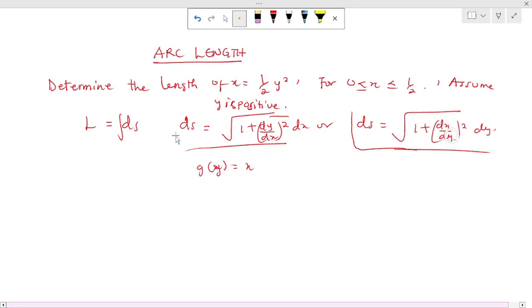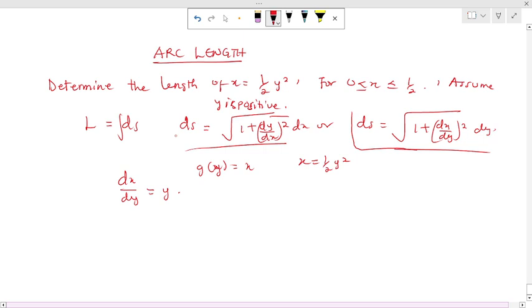Here we need dx over dy, right? So straight away, my dx over dy is equal to this. If you have a function x is equal to 1 over 2 y squared and you want to find dx over dy, what are you getting? You're going to get y. Is that not it? We just get simply y.